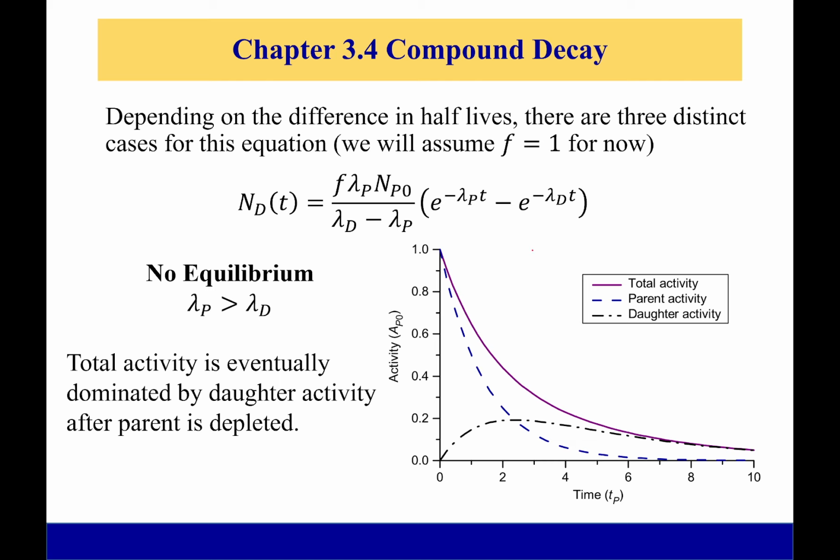So you can see that right here. The parent is dropping off really, really quickly. The daughter is quickly produced. And because it's longer lived than the parent, it will dominate the activity after a while, when the parent has gone down to 0 after about 7 half-lives.